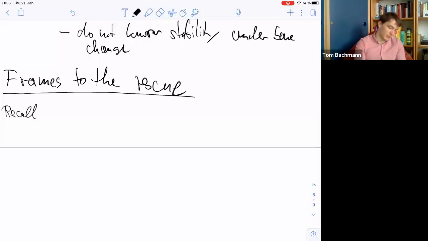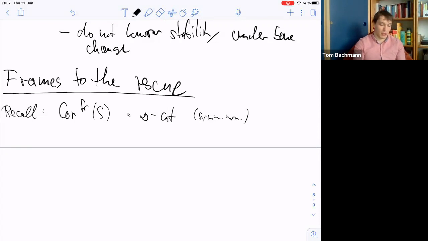So let me recall that there is this category Corr^fr of S. So this is going to be some infinity category. In fact, it's symmetric monoidal. And the objects are the smooth schemes. And then the morphisms are what's called tangentially framed correspondences between these things.